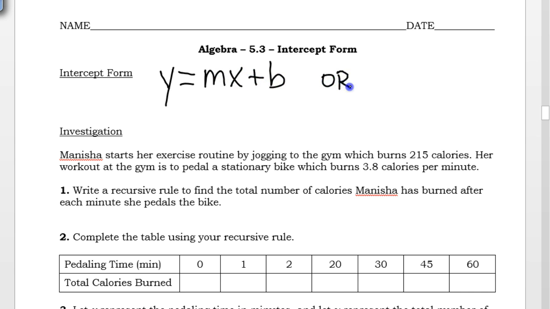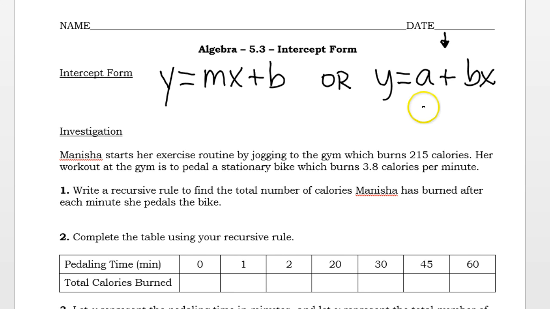or we say y equals a plus bx. Now these are the exact same thing. Whatever method you prefer, you can go with that method. The algebra textbook that we use uses this format, which is less common. The mx plus b form is much more common, but they're the same thing.